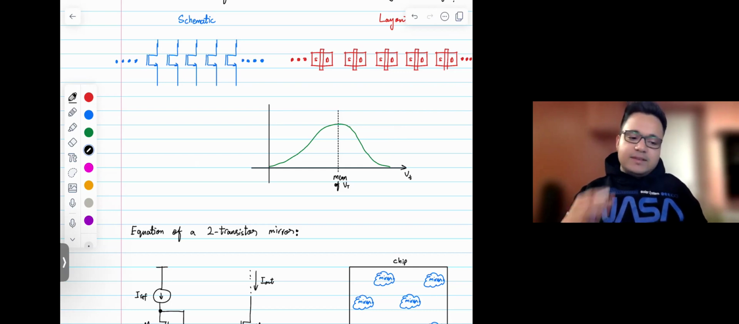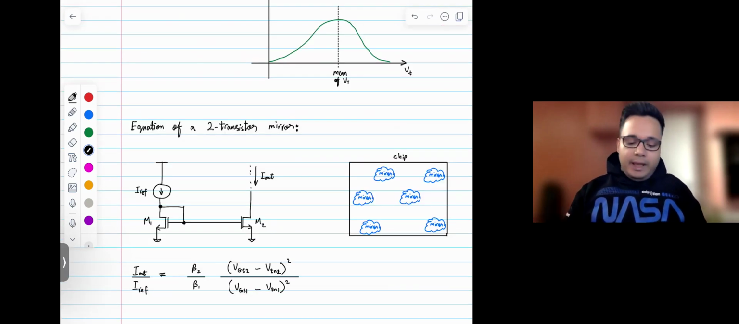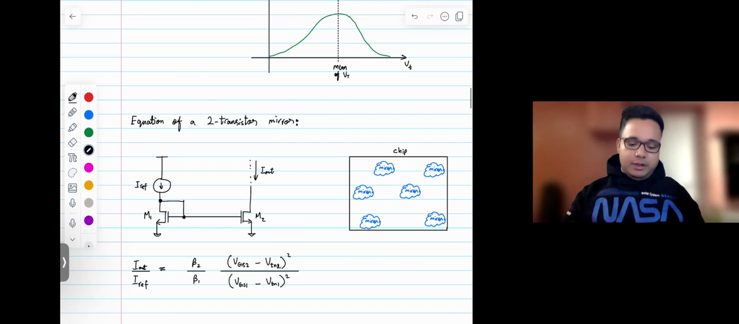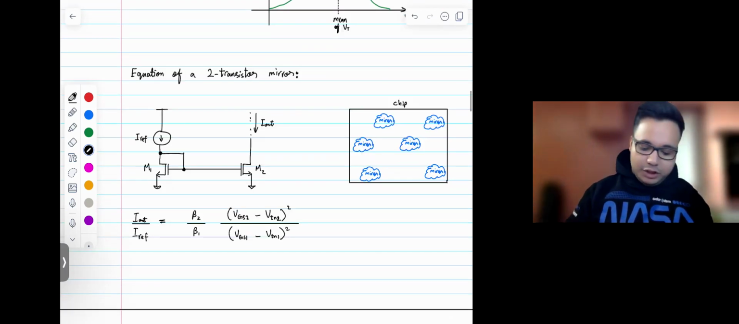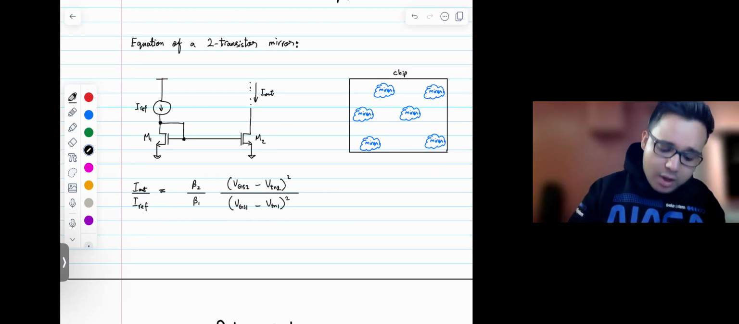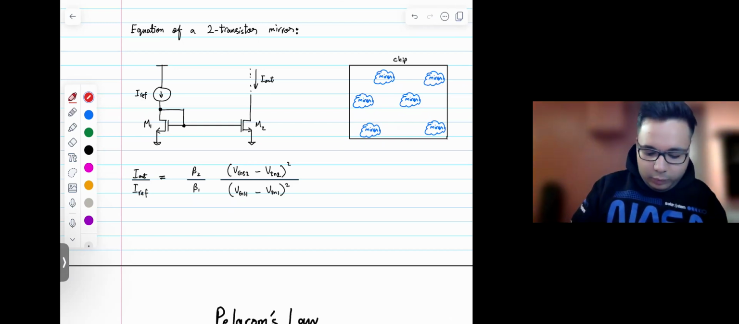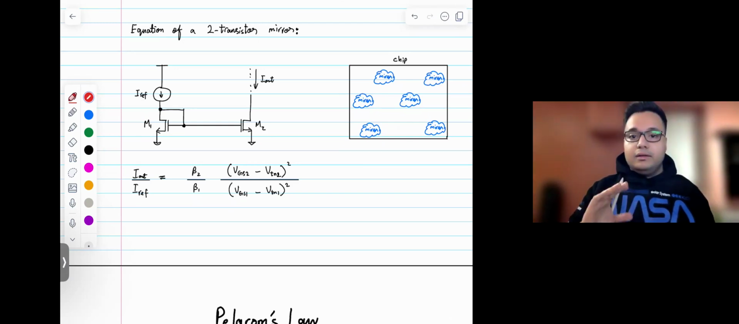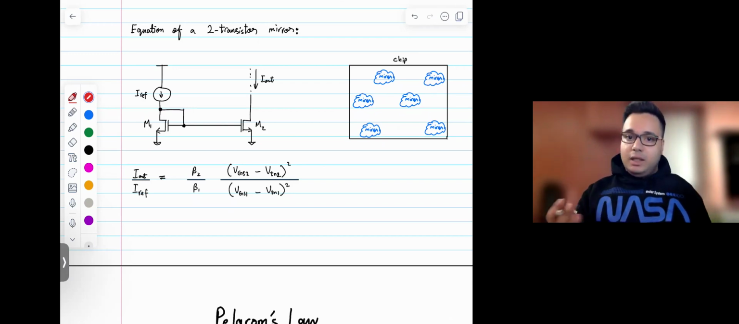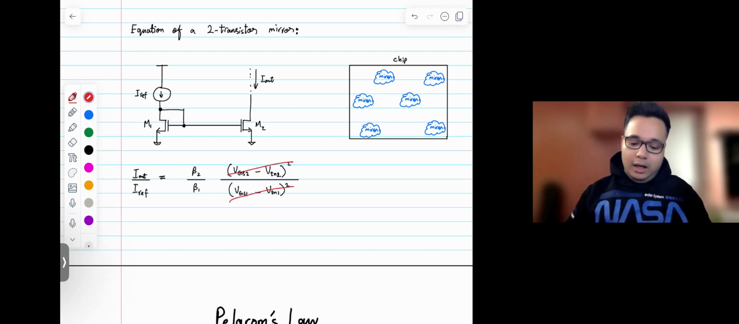So let's think about how that affects our discussion about current mirrors. Previously, we talked about a two transistor current mirror, the simplest mirror possible, and we came up with this equation where it's a ratio of beta 1, beta 2, and also a ratio of overdrive voltages of both M1 and M2. Previously, in part 1 of this series, we said if VGS1 is equal to VGS2 and threshold voltage VTN1 is equal to VTN2, then we can pretty much cancel out this term. That's what we did for part 1 of the series.